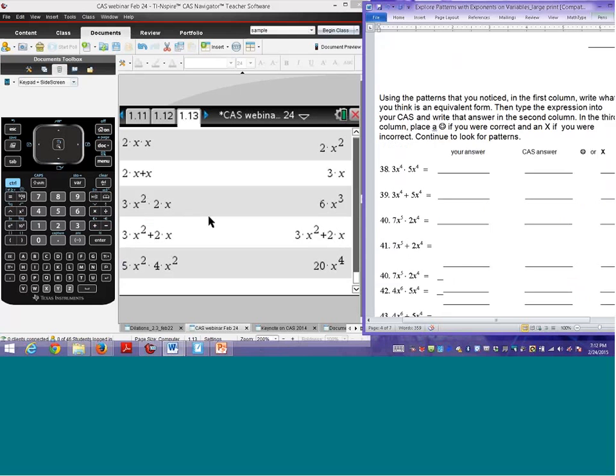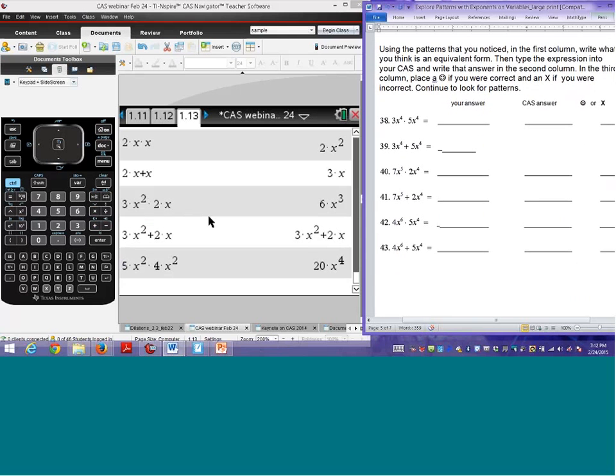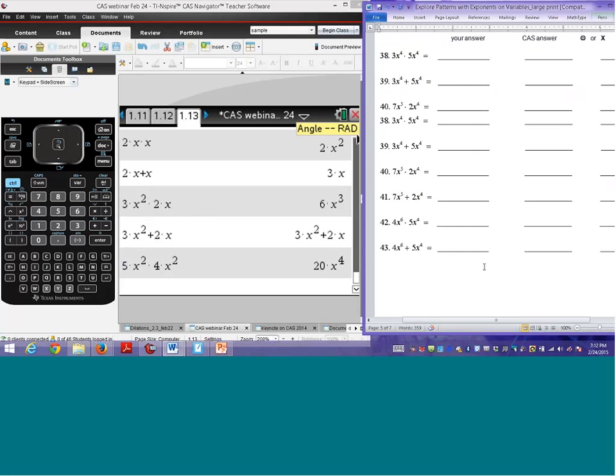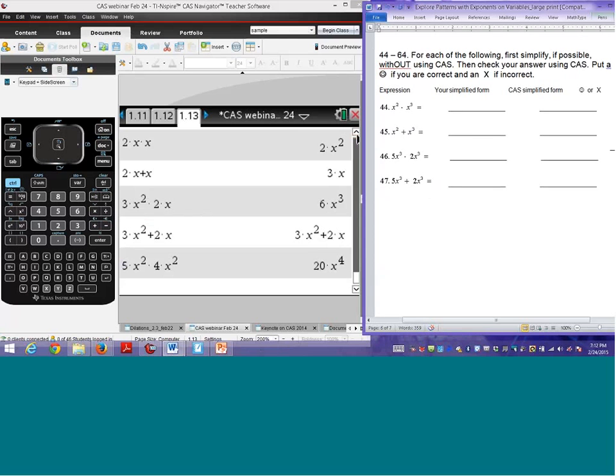So now we're going to get to the assignment. You might call it homework. I prefer to call it opportunities to learn, OTLs. So it says here, for each of the following, simplify without using the CAS. Then type your question in and see what you get from the CAS and see if you got it right or not.